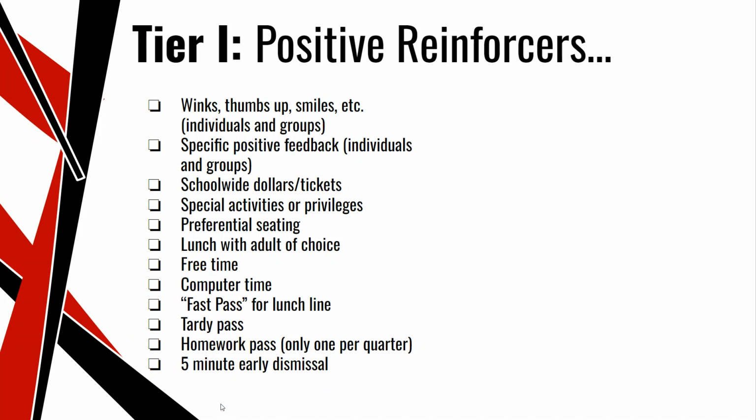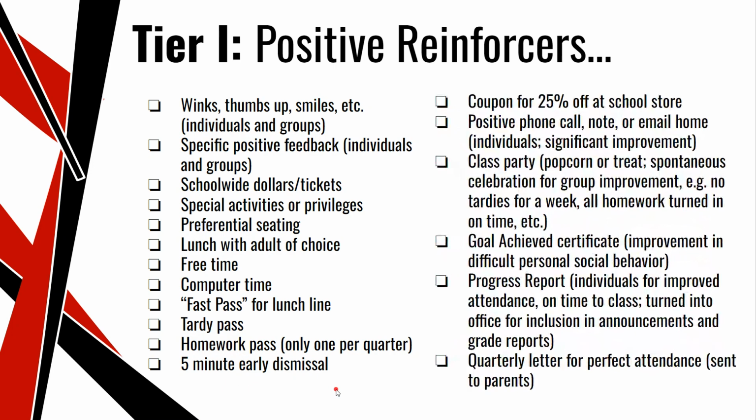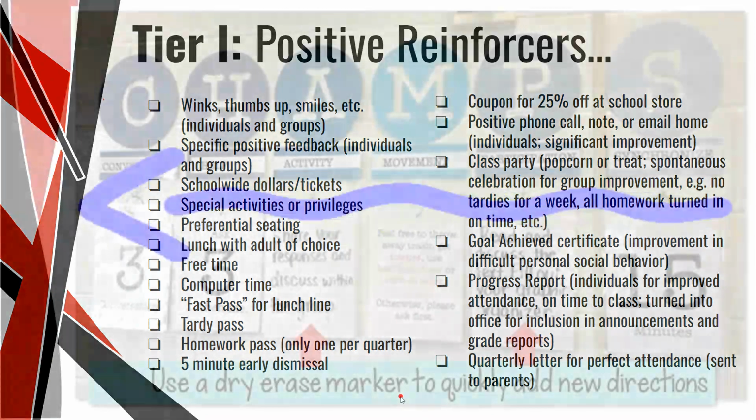Lunch with an adult of your choice, free time, computer time, a fast pass for the lunch line. Maybe you get to go to the first part of the lunch line, a homework pass, or a 5 minute early dismissal at the end of the day. Coupons for 25% off at the school store, a goal achievement certificate, or a quarterly letter for perfect attendance. So many different ways to encourage our scholars.